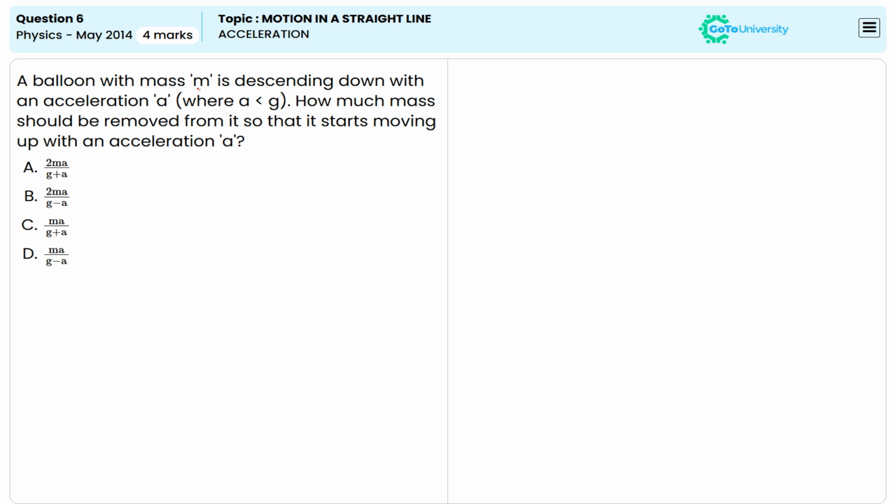A balloon with mass m is descending down with an acceleration a, where a is less than g. How much mass should be removed from it so that it starts moving up with an acceleration a? Okay. Assume this is one balloon with a mass m and it's moving downwards.